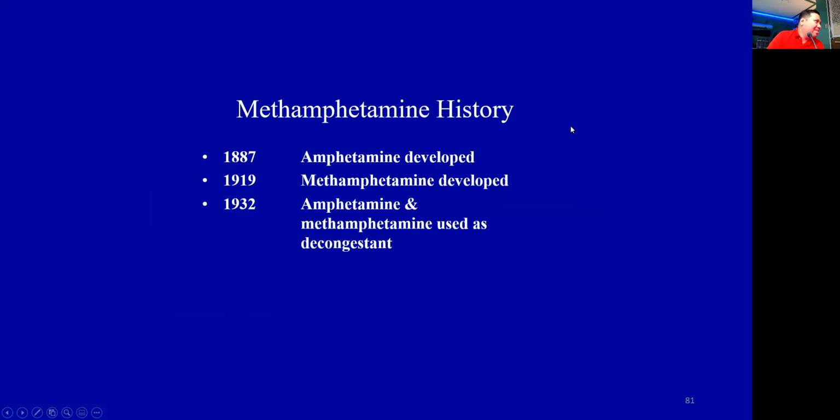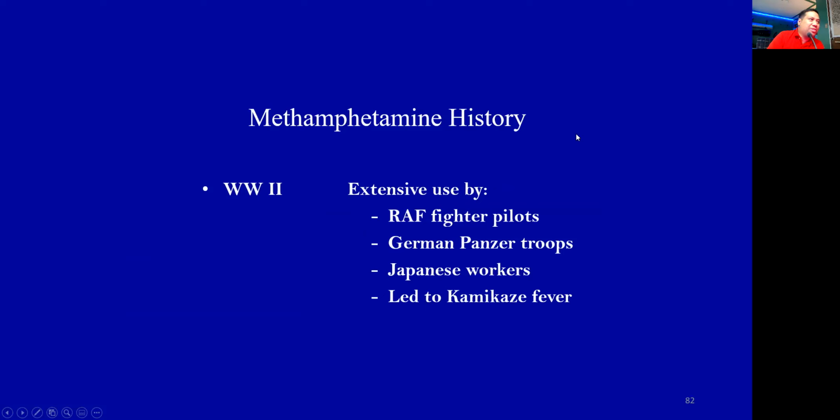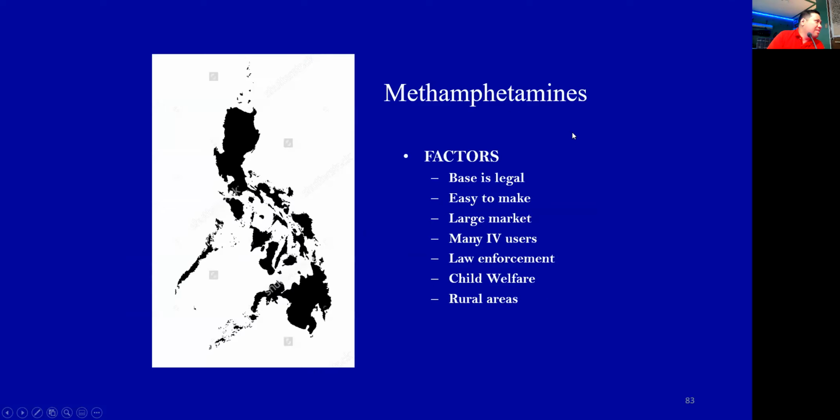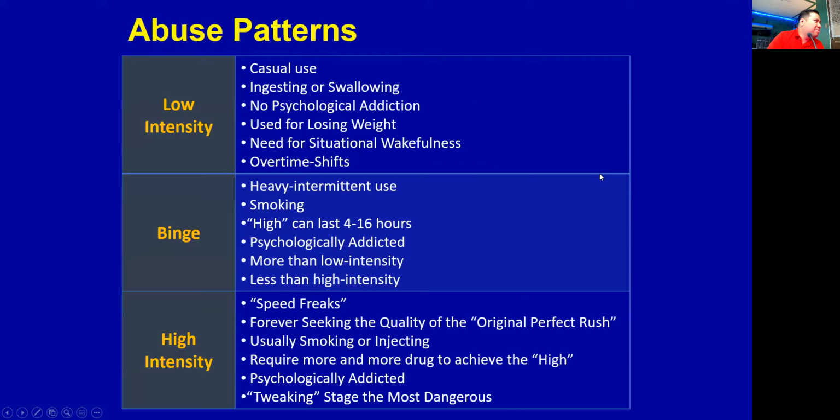History of meth. You just read this. I'm going to send you the slides. Okay. Why is meth very common here? So base is illegal, easy to make, large market, many IV users, law enforcement before was poor. There's child welfare. It's a very porous country. It could be introduced easily, we have a very large coastline.